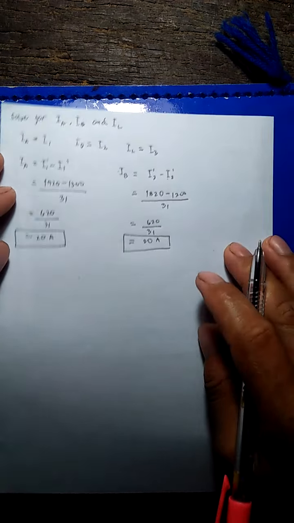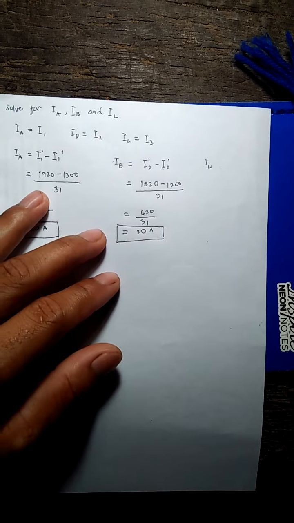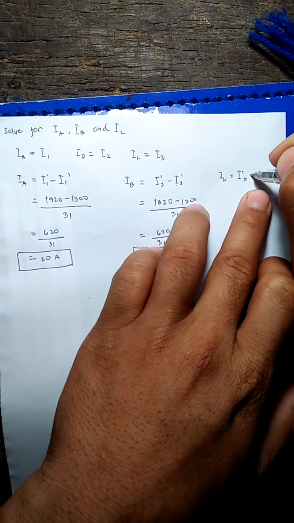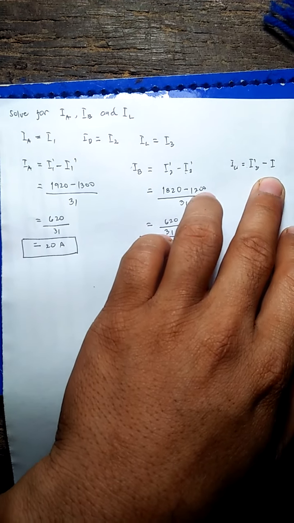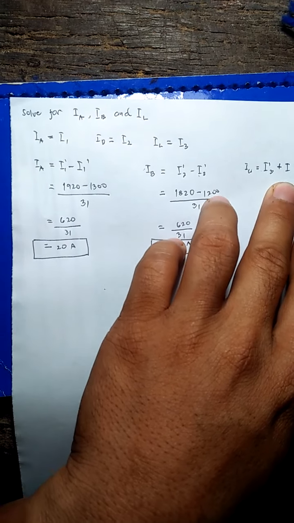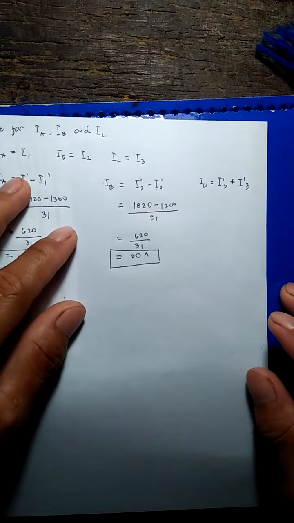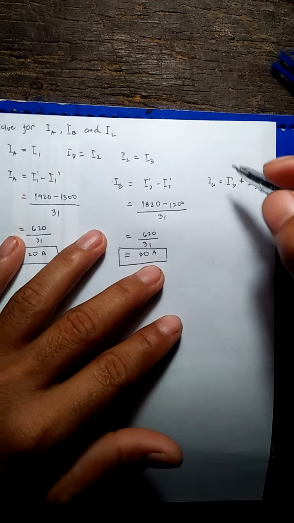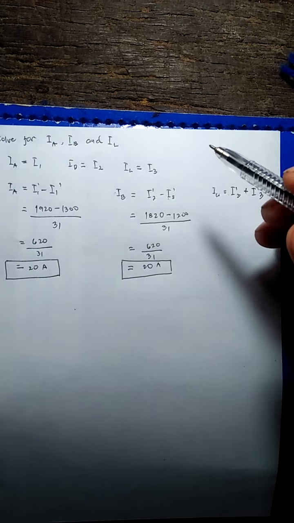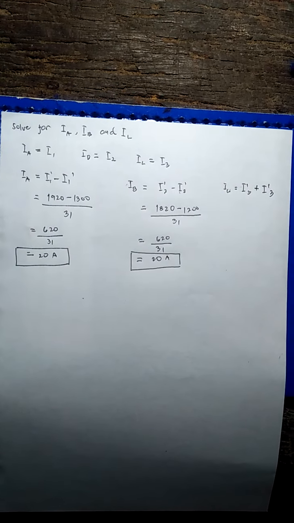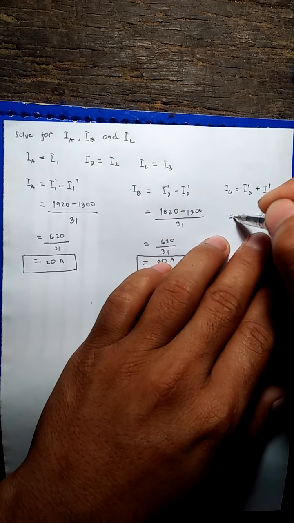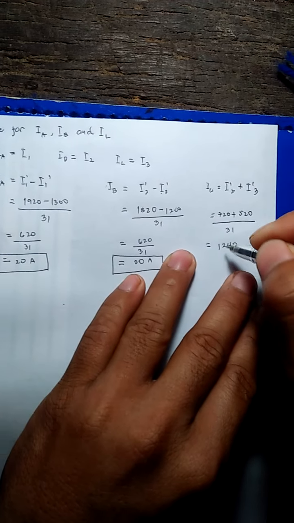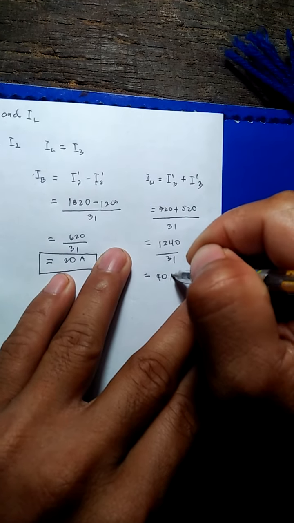Then solve for IL. Our IL is equal to partial I3 in 26 volts and partial I3 in 24 volts, positive. In I3 we use positive, or addition, because the flow of current is always going down. In power source 1 and power source 2 we have the same flow of current, so it will be addition. 720 plus 520 over 31 is equal to 1240 over 31, or 40 ampere.